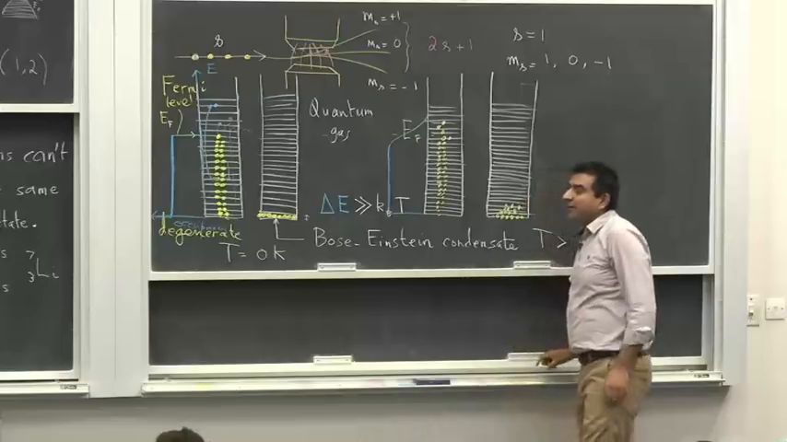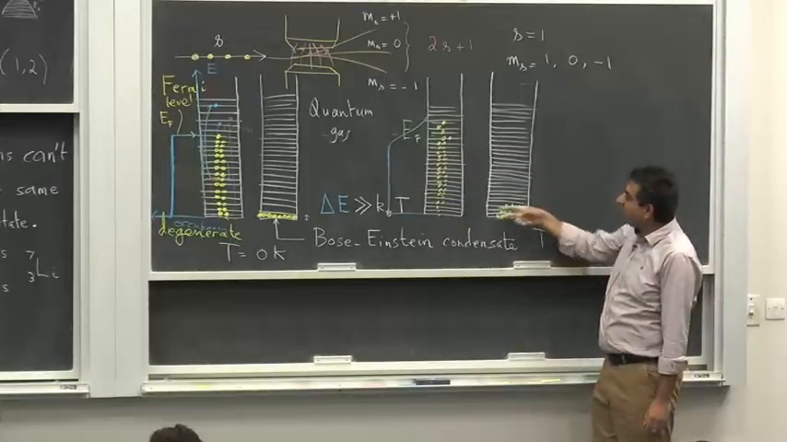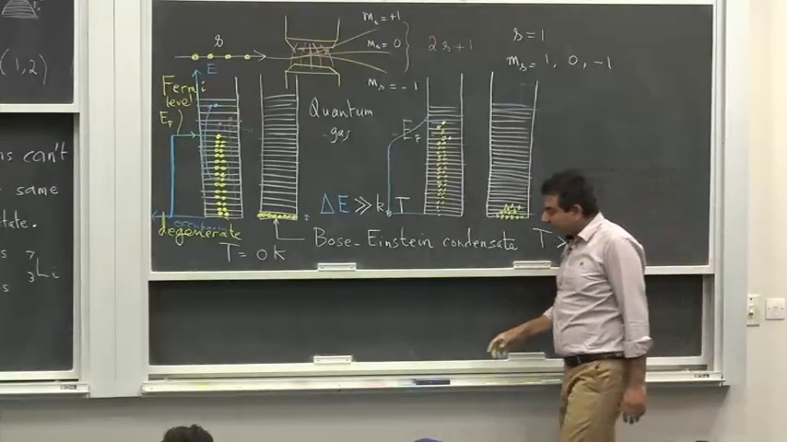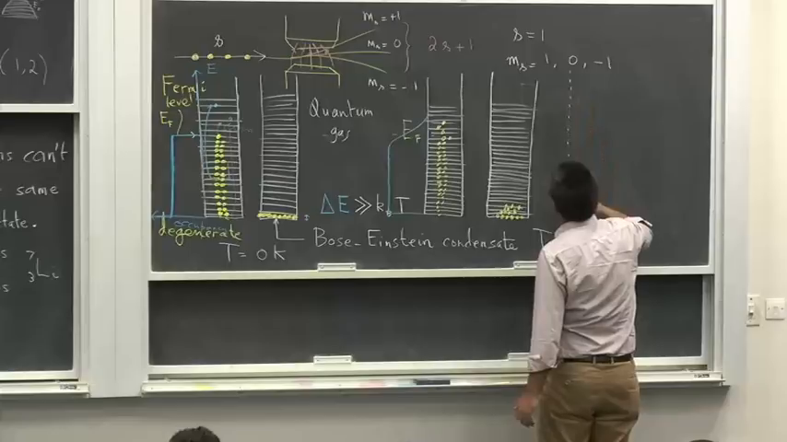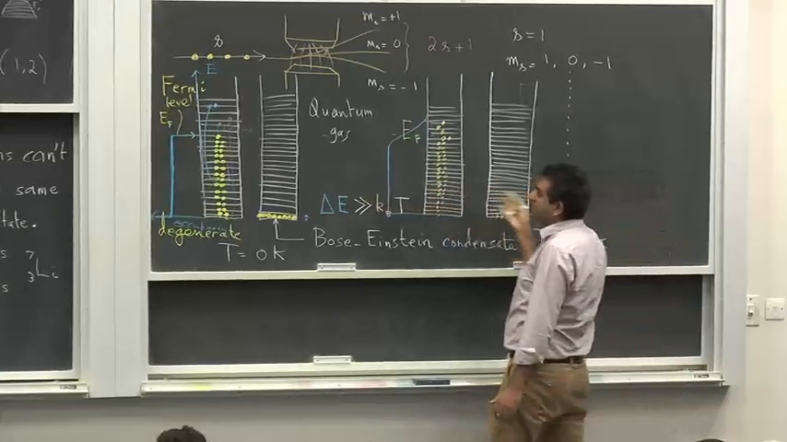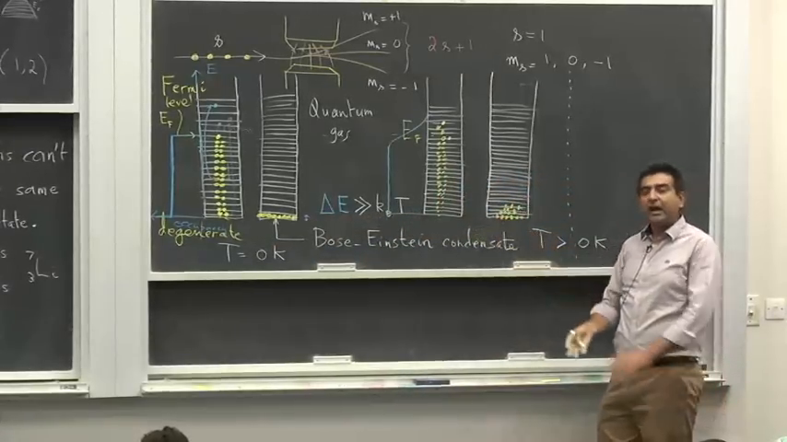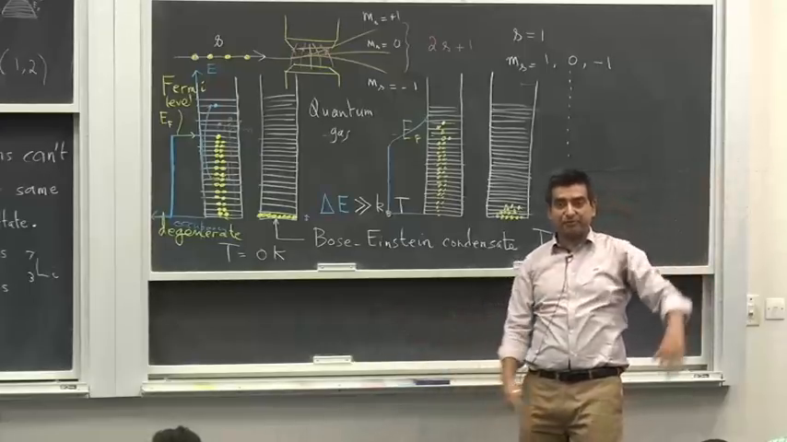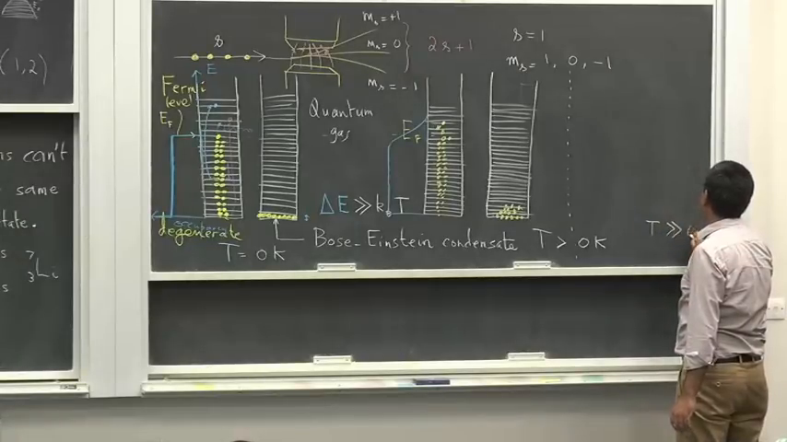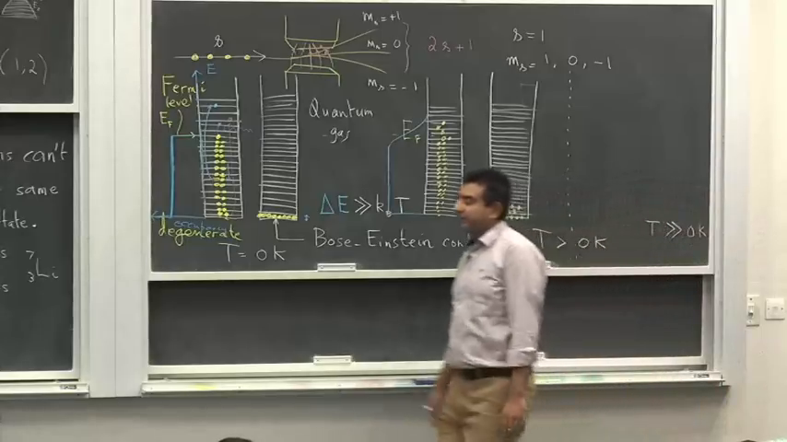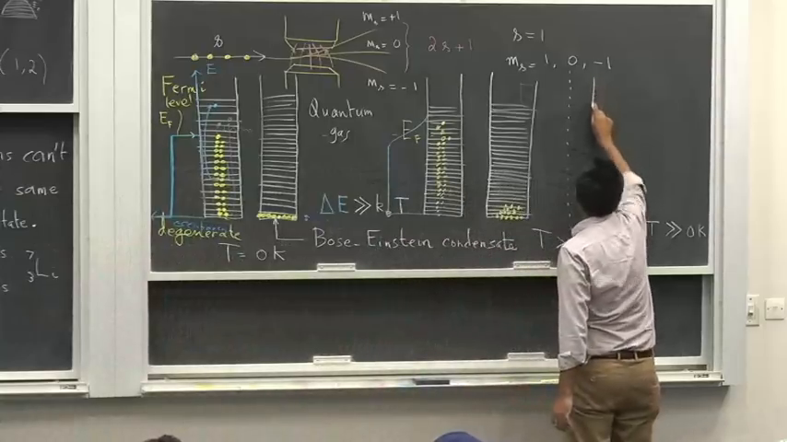Alright? Now if the temperature is really, really large, which means much larger than any of these spacings, then what's going to happen in the extreme case is the following scenario. Both of these cases correspond to quantum gas. This is quantum gas at 0 Kelvin. This is a quantum gas at slightly higher temperature. Now if I increase the temperature to a large amount, much larger than 0 Kelvin, then I would have a situation that corresponds to the following.